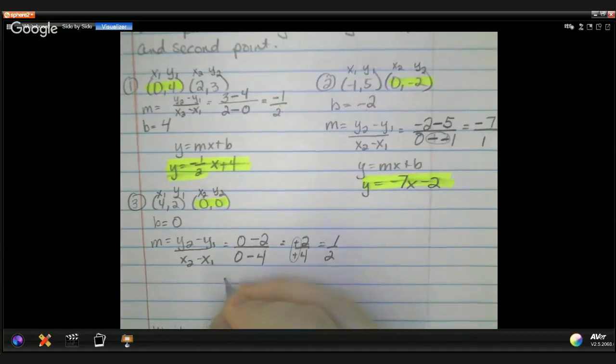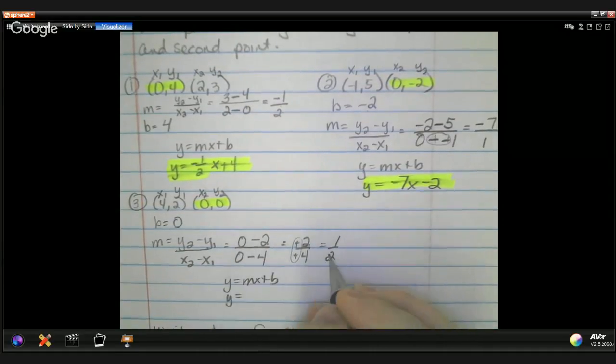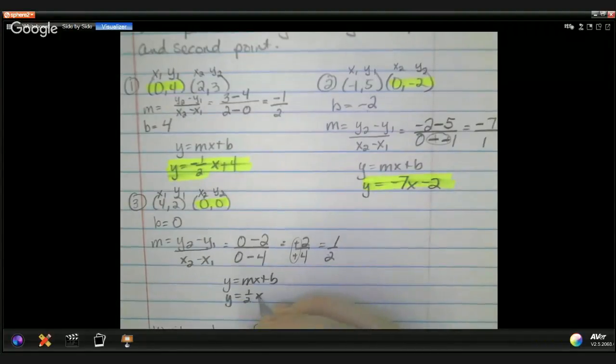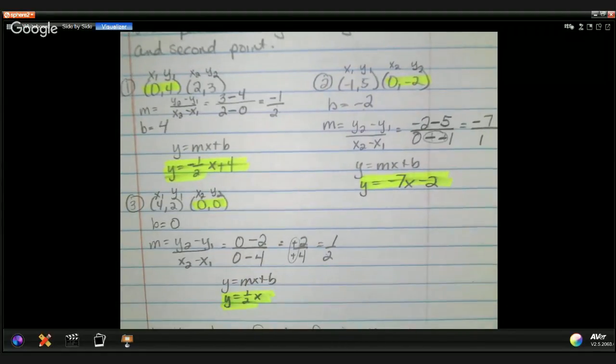So now my equation is y equals mx plus b. My m is 1/2. And my b was 0. And so you can write plus 0 or you can leave it without the 0. And there's your answer. So again, I found my y-intercept, and then I had to use my slope formula.